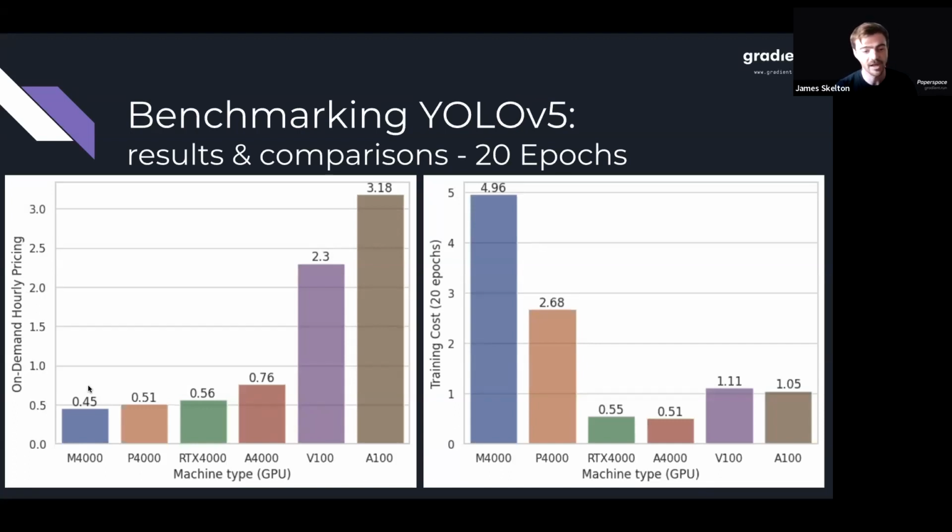The P4000 at 51 cents, the RTX 4000 at 56 cents, the A4000 at 76, the V100, a big jump up to $2.30, and the A100 at $3.18. Then on the right, we have a similar graph to the one we had on the last page, but showing the relationship between the training cost and the price for 20 epochs.